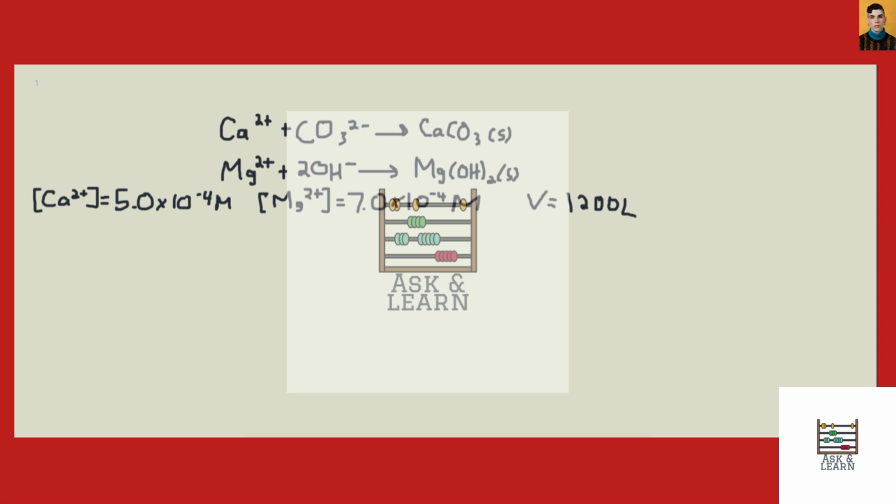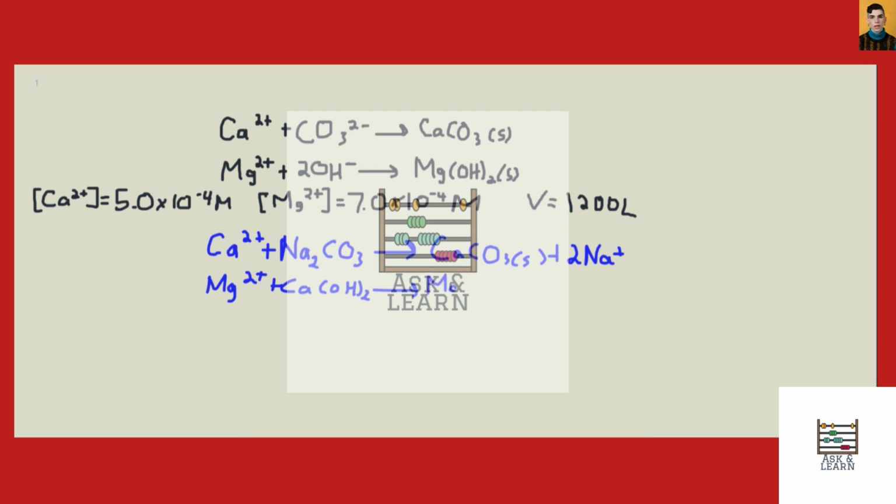So let's rewrite these equations. We can rewrite these as Ca2+ plus Na2CO3 yields CaCO3 plus 2Na. And Mg2+ plus Ca(OH)2 is going to yield Mg(OH)2. You can think of OH2 as effectively just a giant polyatomic ion that gets exchanged with your calcium. It's technically not true, but conceptually true.